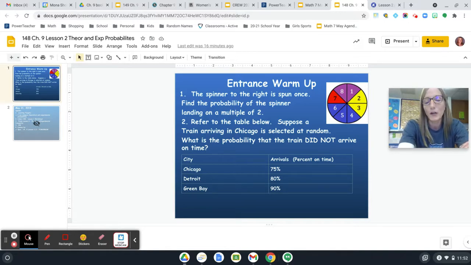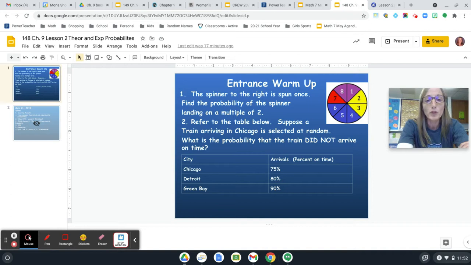And so we talked about in Lesson 1 being able to take a probability and express it as a fraction, as a percent, and as a decimal. On top of that, in Lesson 1, we talked about looking at the likelihood of an event occurring. And so your likelihood of landing on a multiple of 2 on that spinner is 50%, which is equally likely to happen, okay?